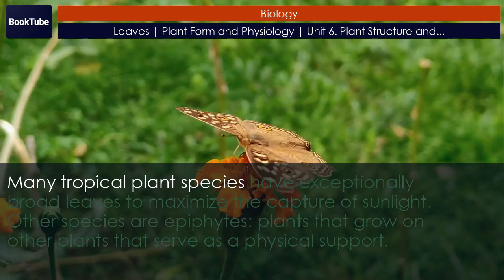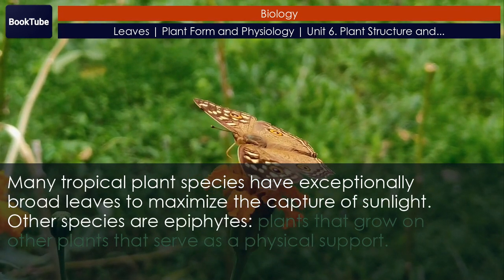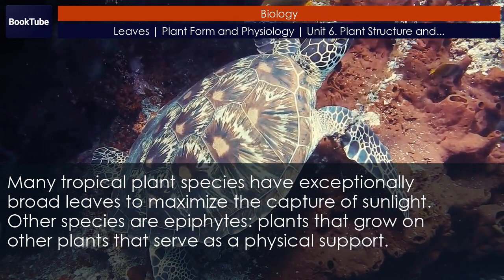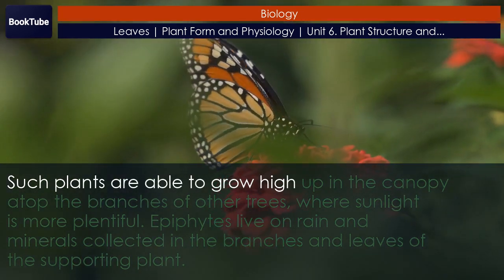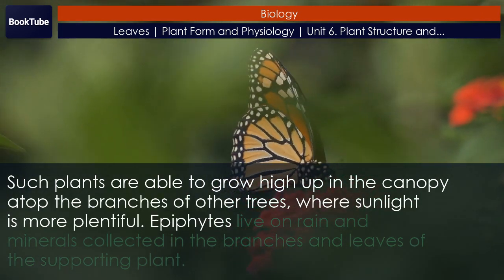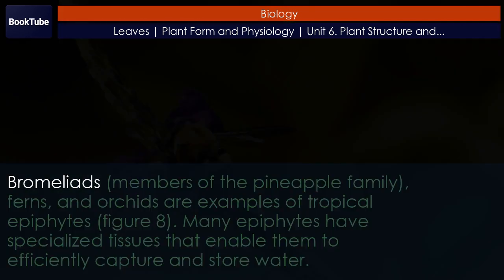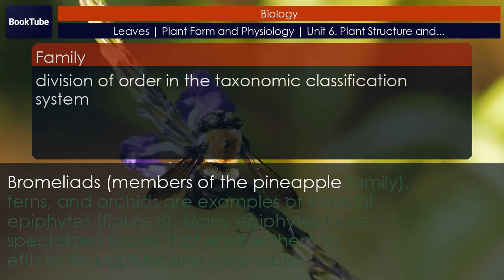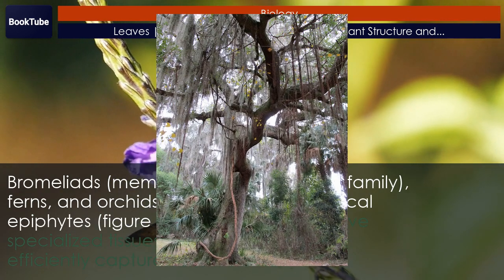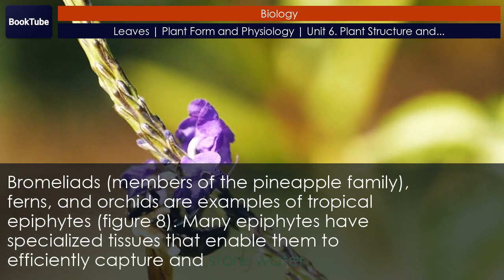Many tropical plant species have exceptionally broad leaves to maximize the capture of sunlight. Other species are epiphytes, plants that grow on other plants that serve as a physical support. Such plants are able to grow high up in the canopy atop the branches of other trees, where sunlight is more plentiful. Epiphytes live on rain and minerals collected in the branches and leaves of the supporting plant. Bromeliads, members of the pineapple family, ferns, and orchids are examples of tropical epiphytes. Figure 8. Many epiphytes have specialized tissues that enable them to efficiently capture and store water.